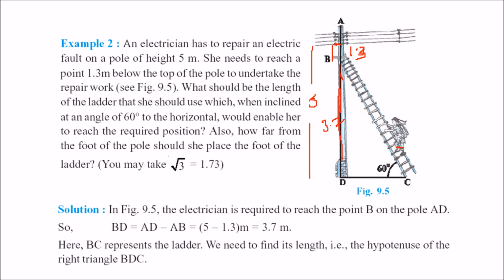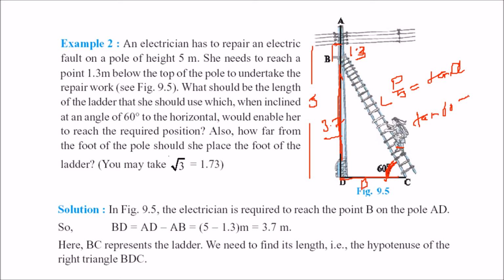Now this distance is known. This is not known. The angle is 60 degree which this ladder is making. So the question says we have to find out the length of the ladder and the distance, how far from the foot of the pole this needs to be placed. So now again same stuff, 60 degree, this is known. This is your base. So perpendicular by base is what? Tan theta.